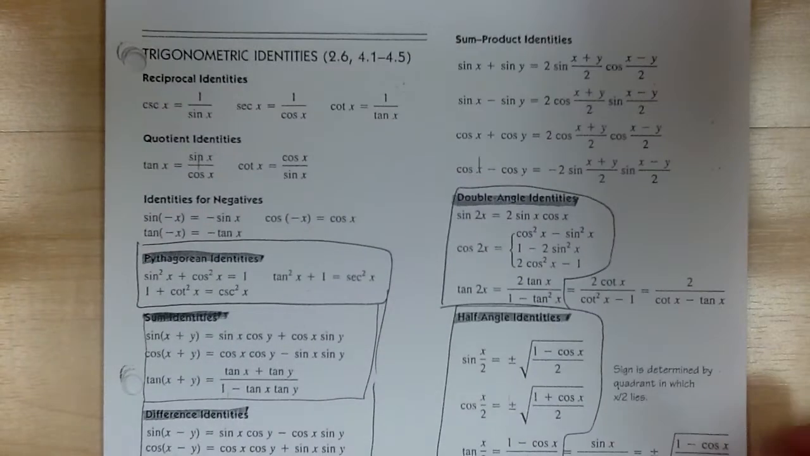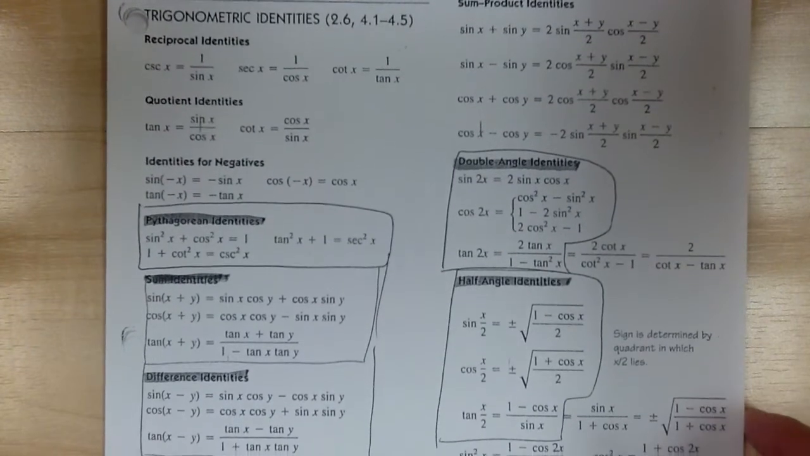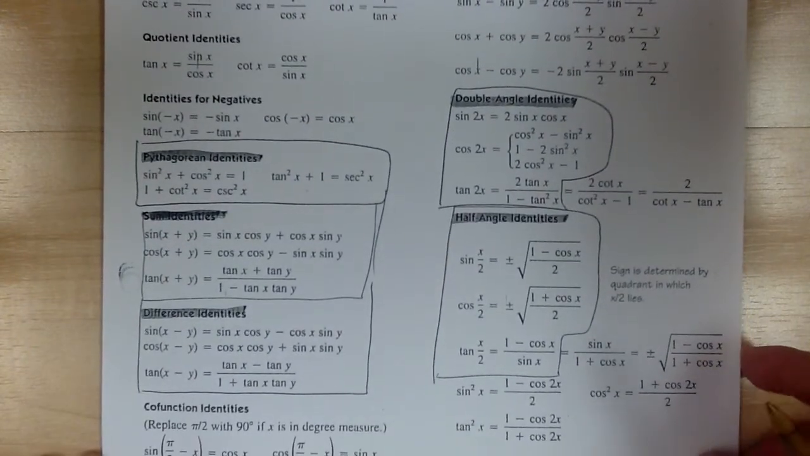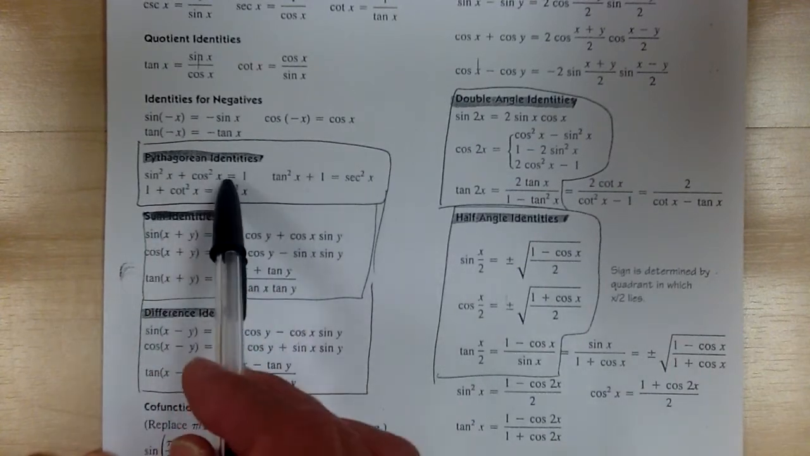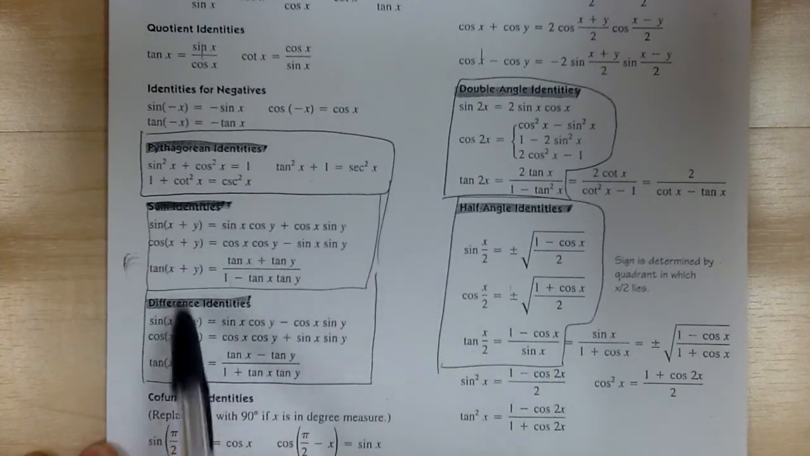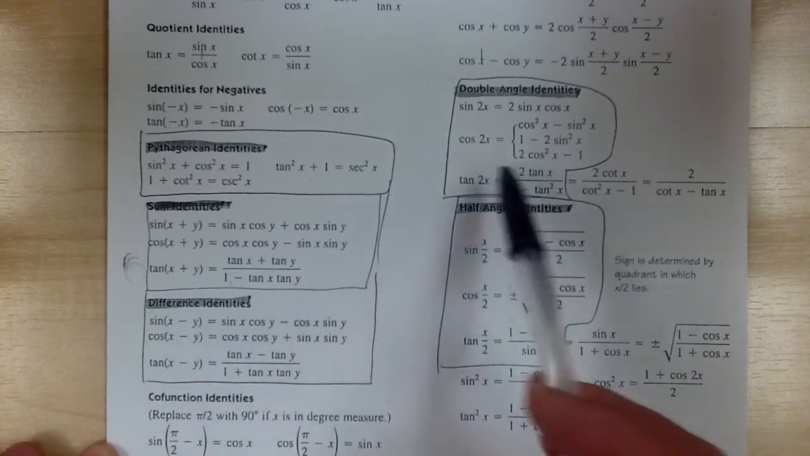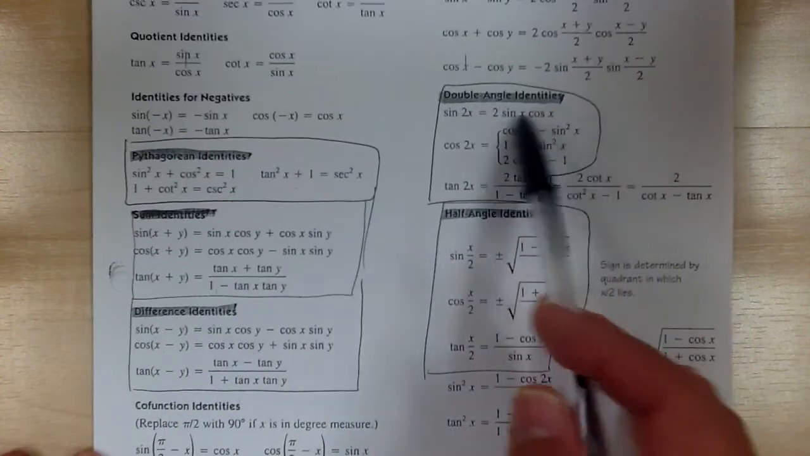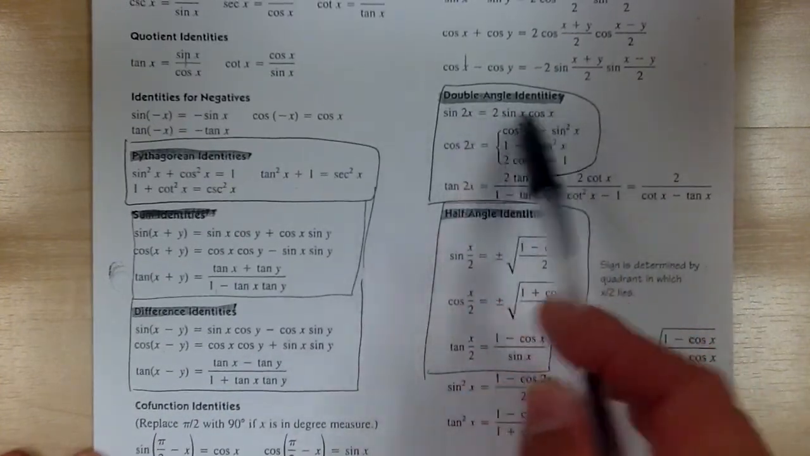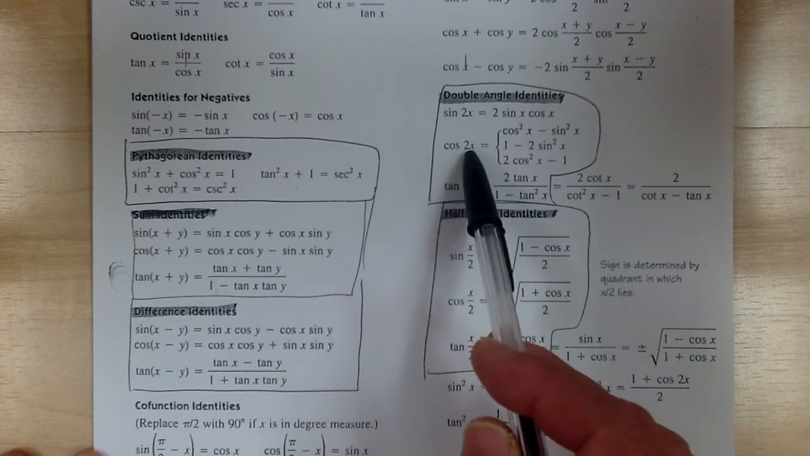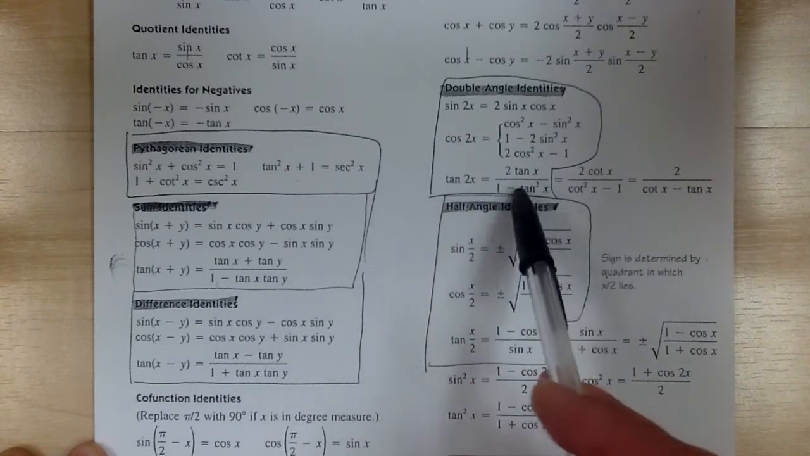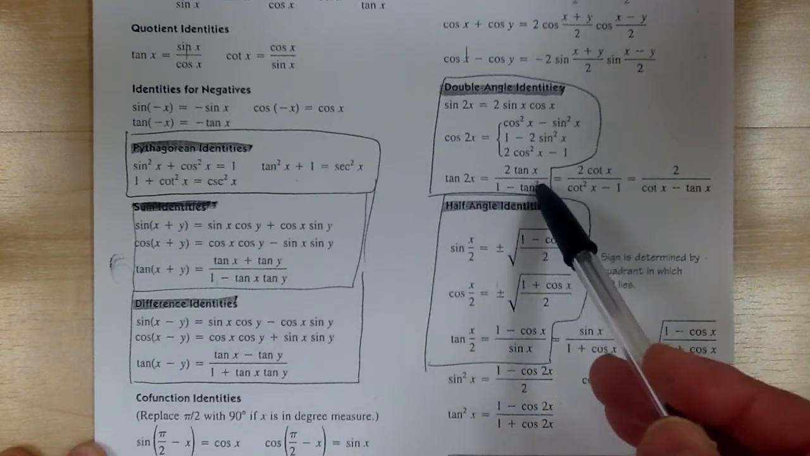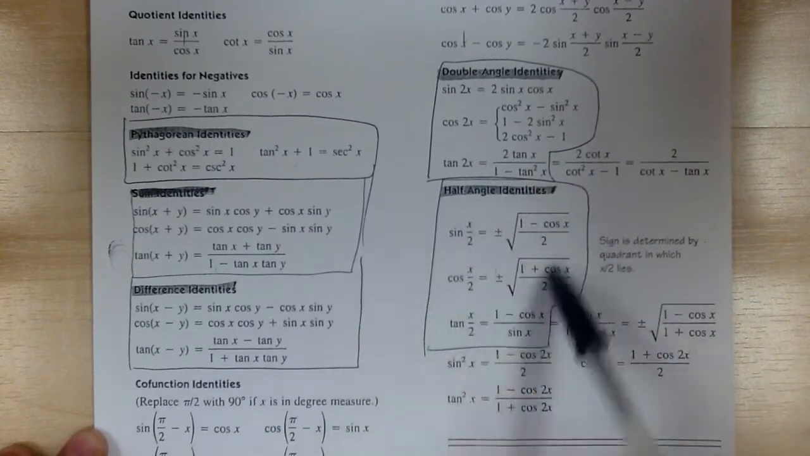Now the identities that you need to know are the ones that are boxed in. So first you need to know the 3 Pythagorean identities, and you need to know the sum and the difference. And you also need to know the double angle identities, so notice that cosine of 2x had 3 options, so you need to know all 3. For tangent, all you need to do is know the first one. And the half angle, you need to know these 3.